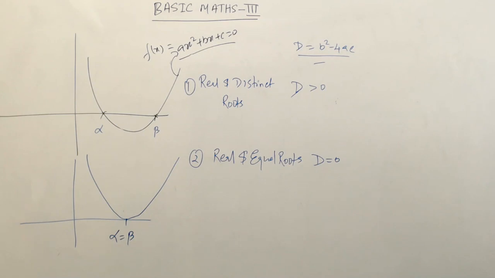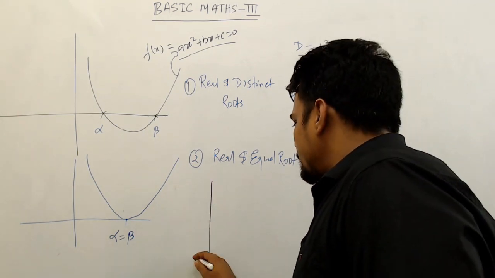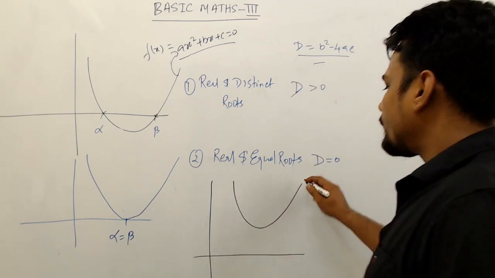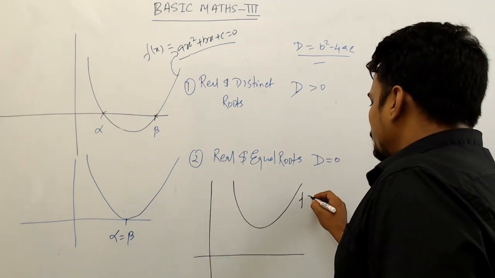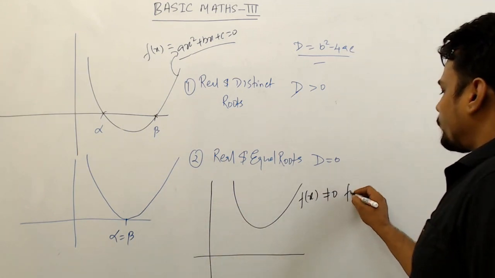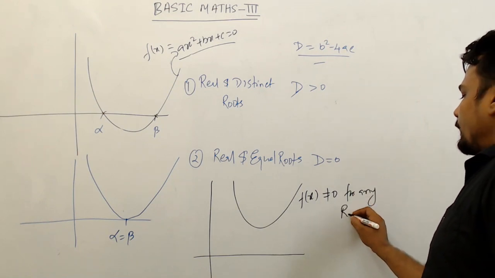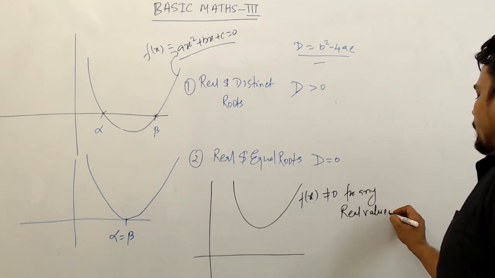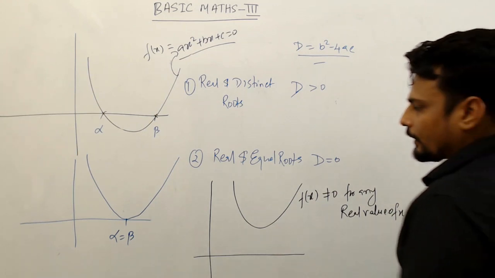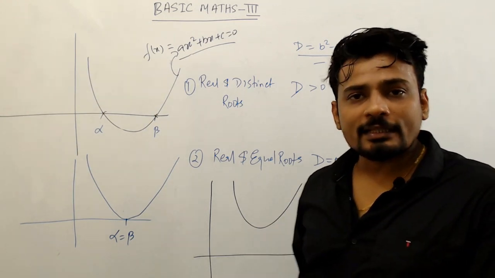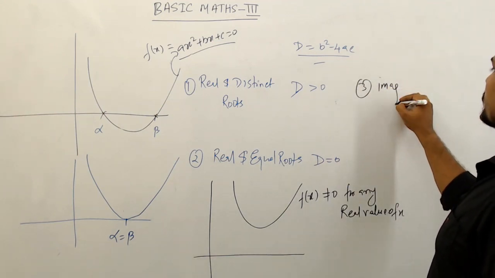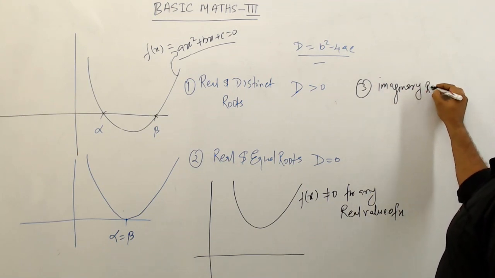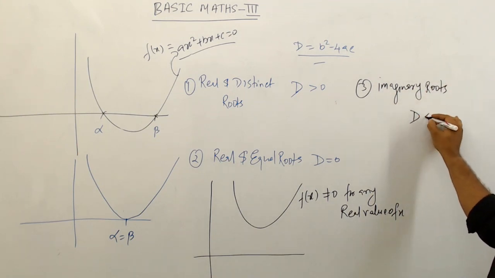Point number 2. Also, the third case that could prevail is, let's suppose there is an x and y axis and the graph is not even touching the x axis. It means there is no value of x for which the value of the function is 0. f(x) is not equal to 0 for any real value of x. And what is it? It is a case of imaginary roots, meaning there are no real roots existing. So case number 3 that we have is the imaginary roots, and in that case d has to be less than 0.